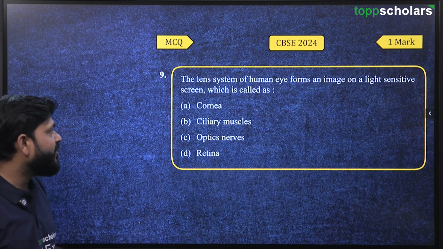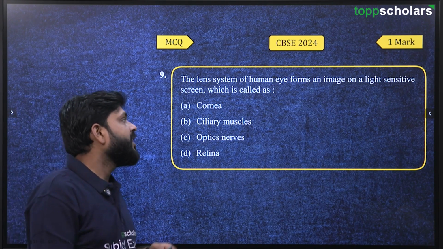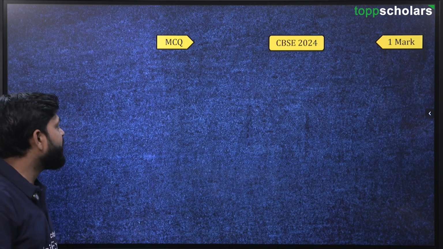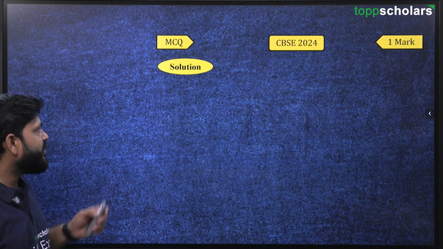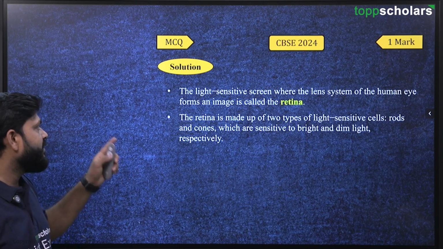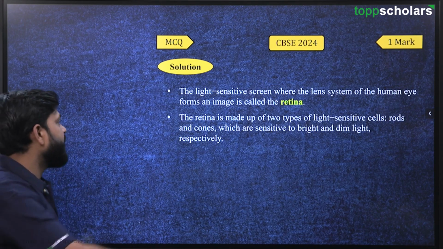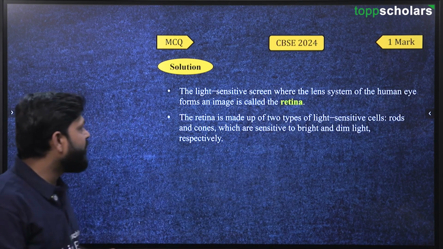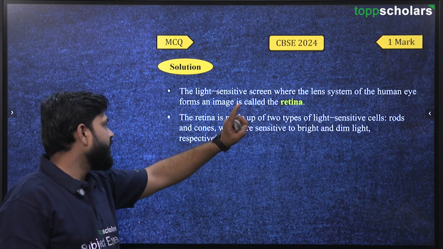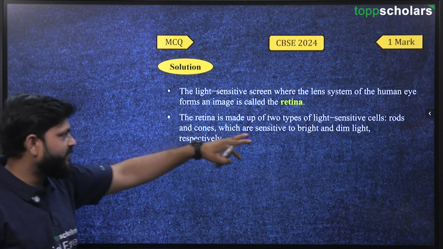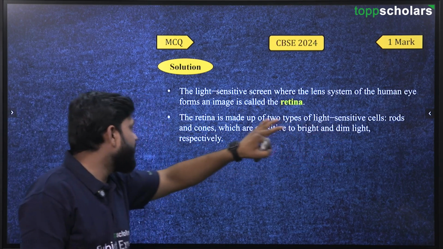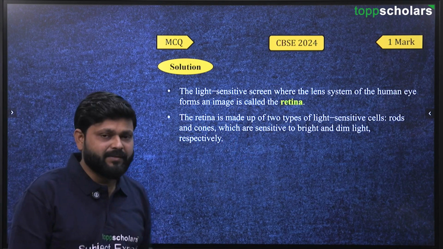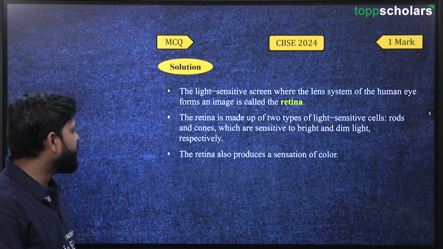The lens system of the human eye forms an image on a light sensitive screen, which is called what? You can see here, this is also from the CBSE 2024 only. This will be called what? Retina. The light sensitive screen where the lens system of the human eye forms an image is called the retina. The retina is made up of what? Two types of light sensitive cells, rods and cones, which are sensitive to bright and dim light respectively. Got it? Now, the next question is what?